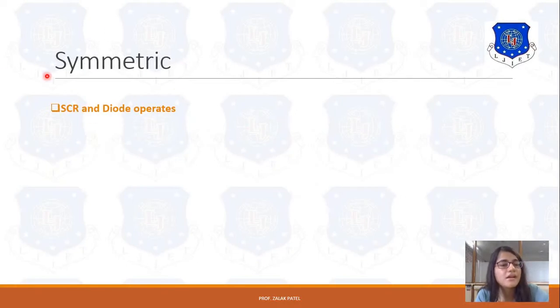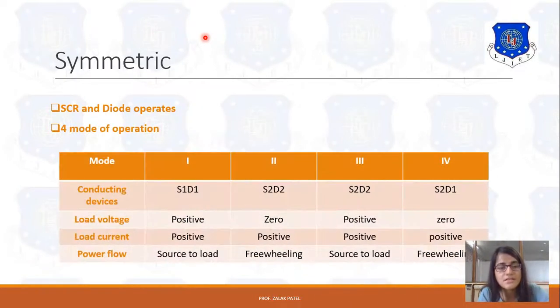Next is symmetric configuration. As we discussed earlier, in symmetric configuration SCR and diode will operate, and because of this SCR and diode operation there will be 4 possible modes of operation. These are the different modes of operation in case of symmetric configuration. If we talk about the first mode of operation, in mode 1 S1 and diode 1 will operate.